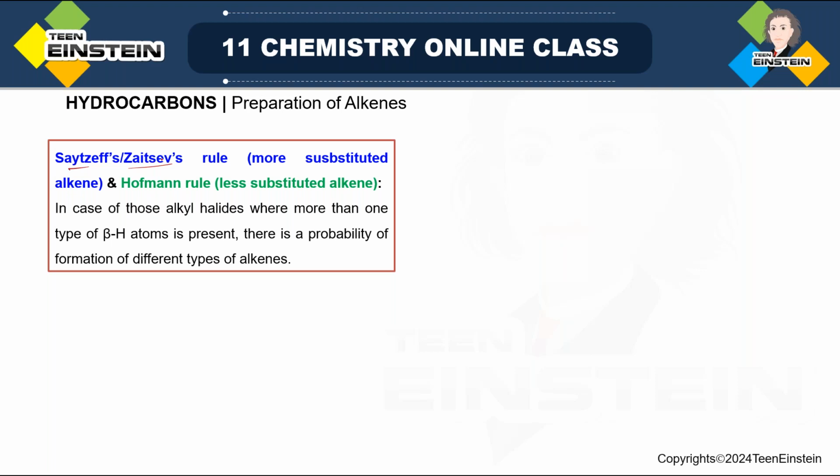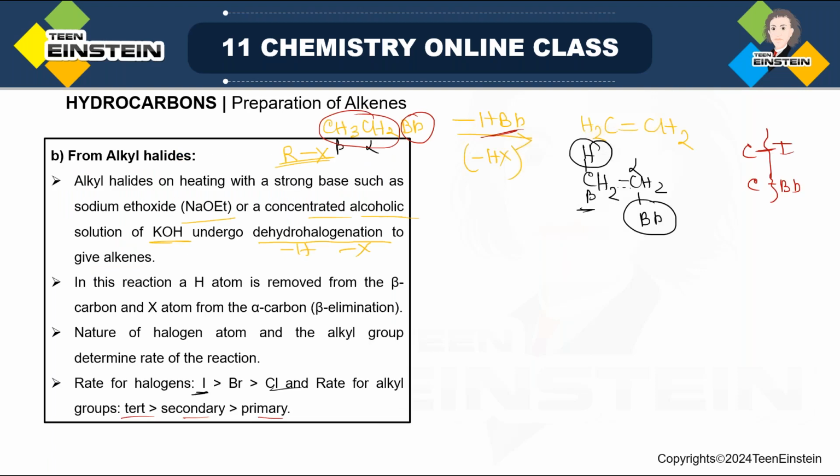So first we will see example where Saytzeff rule is operating and you are getting more substituted alkene. Now this is applicable only when you have some alkyl halide where more than one type of beta hydrogen atoms are present. So what it means? Just go to the previous slide. In this case, we have taken the first example, CH3, CH2 Br. Now here, beta carbon, if you consider, I mean this one, you only have 3 beta hydrogen. So you just have one type of beta hydrogen, isn't it?